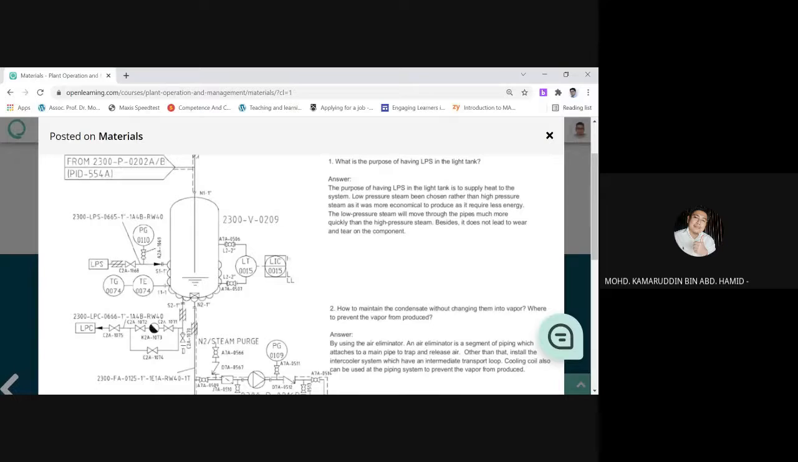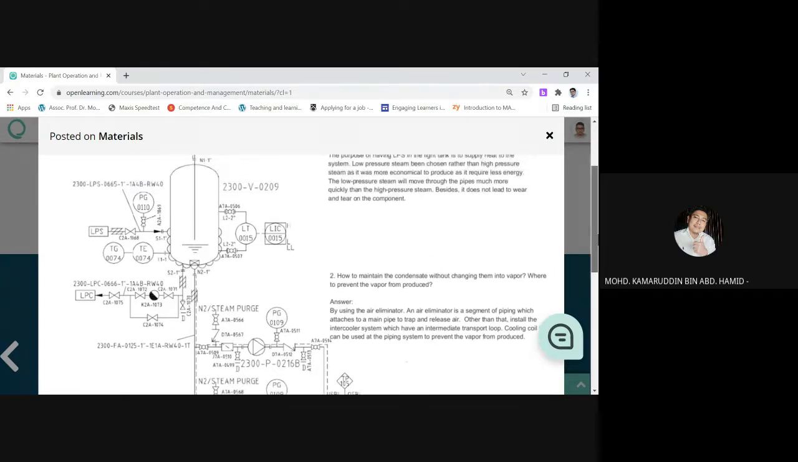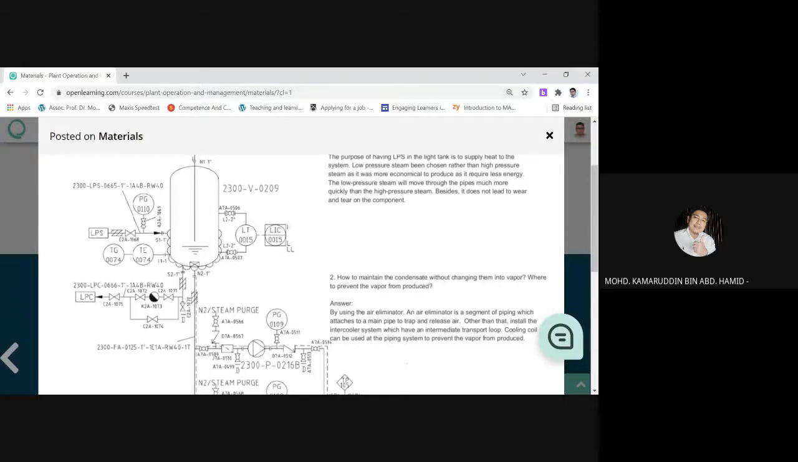The second question, how to maintain the condensate without changing into vapor or liquid? A way that you can prevent the vapor from happening, the area is over here. This is the area where you can prevent your condensate from going back as a vapor.